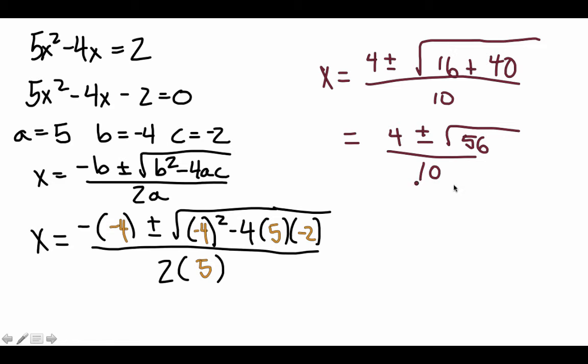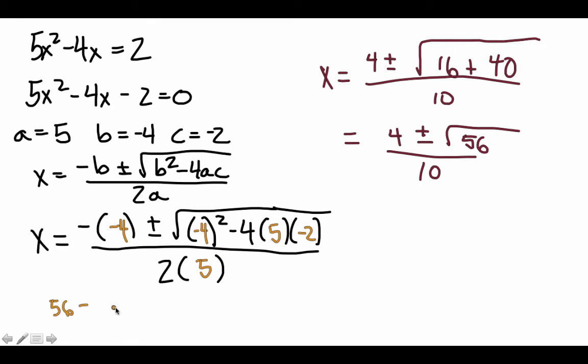If you get this far on the exam, you're going to lose a half a point because you've got to simplify. This is the correct answer, but it's like saying the answer is 5 over 10 when really the answer should be 1/2. So how do we simplify? We look at the radical. I'm running out of space, so I'll do this over here.